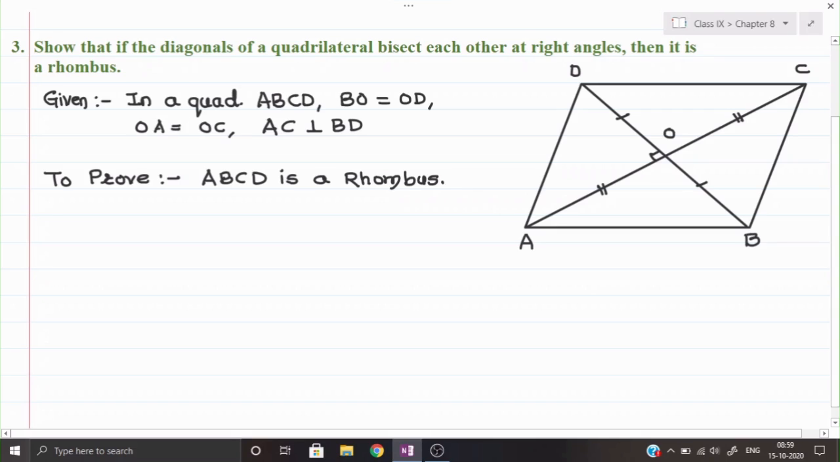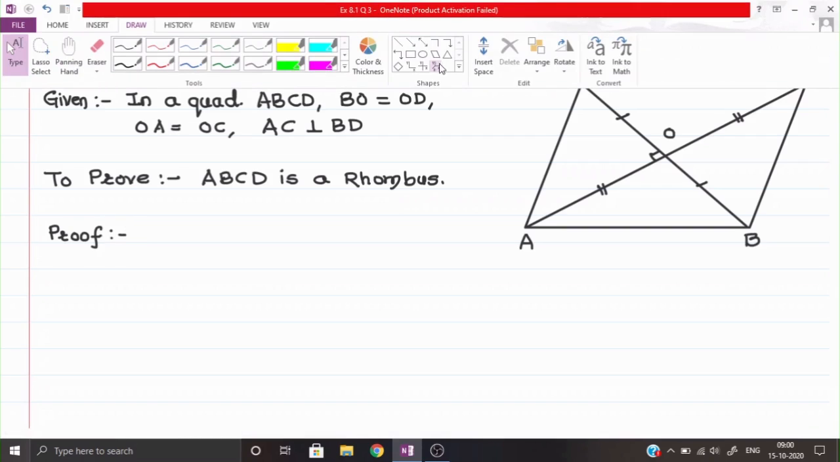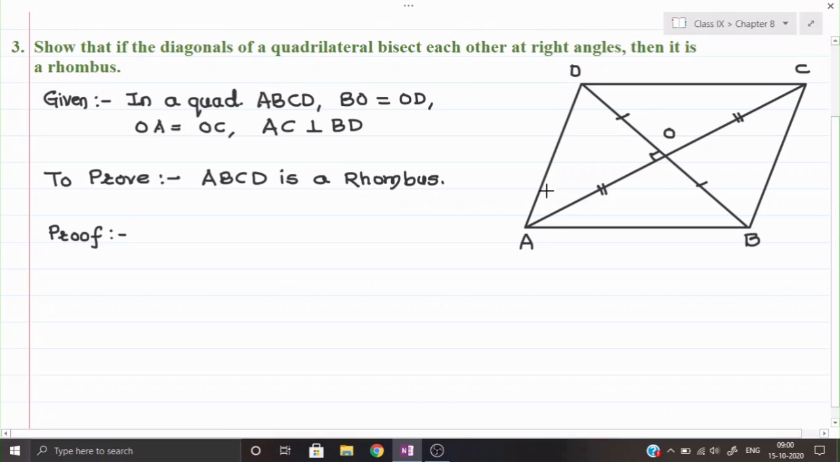Now see, what is the special quality of a rhombus? You know that in a rhombus all sides are equal. So if we are able to prove all the sides are equal, then easily we can say that the given quadrilateral is a rhombus. That is what we shall try to prove. First of all, in the proof we shall consider two triangles. The first triangle I am taking is triangle AOD, and the second one is AOB. For our convenience we shall draw the two triangles.